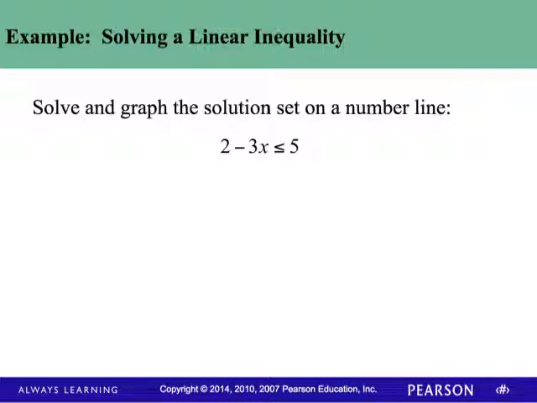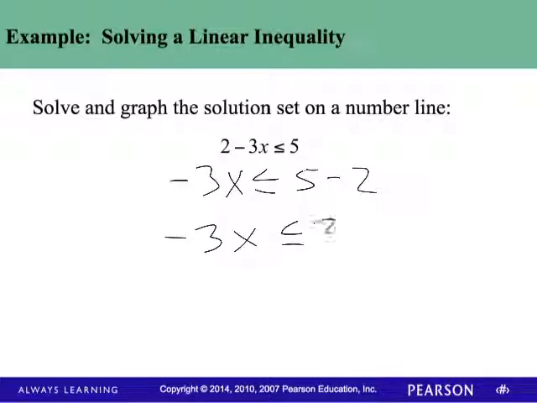So let's go ahead and see how we solve this one. Basically, you just want to get x by itself, like you would if it was an equation. So we'll subtract 2 from both sides, and we'll have negative 3 is less than or equal to negative 3x is less than or equal to 5 minus 2. Or actually, before we divide by negative 3, let's go ahead and simplify that right-hand side. So negative 3x is less than or equal to 3.